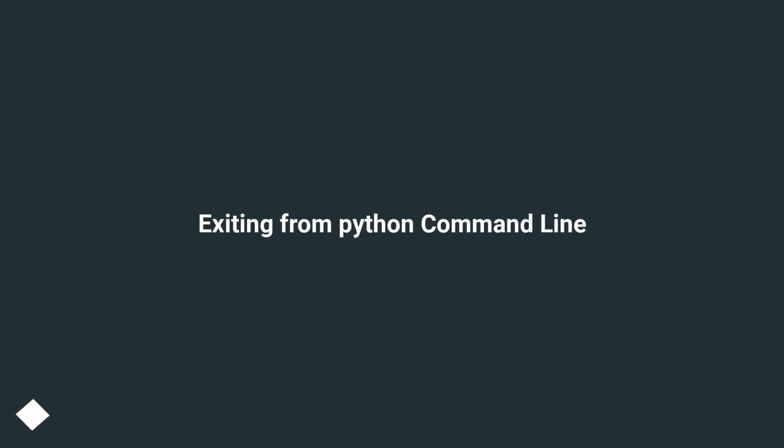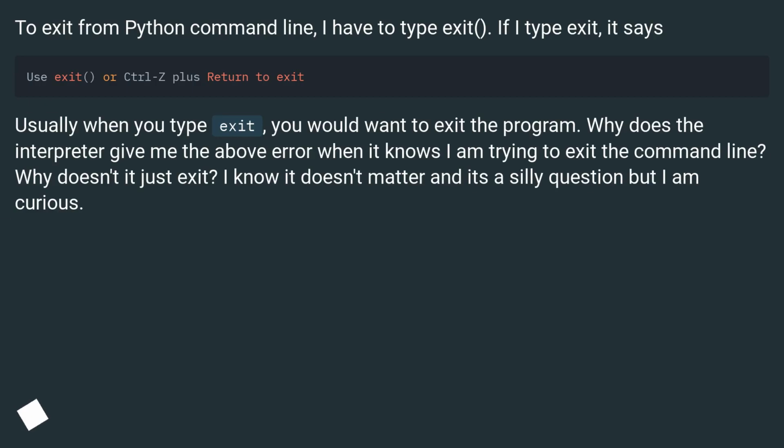Exiting from Python command line. To exit from Python command line, I have to type exit. If I type exit, it says... Usually when you type exit, you would want to exit the program. Why does the interpreter give me the above error when it knows I am trying to exit the command line? Why doesn't it just exit? I know it doesn't matter and it's a silly question, but I am curious.